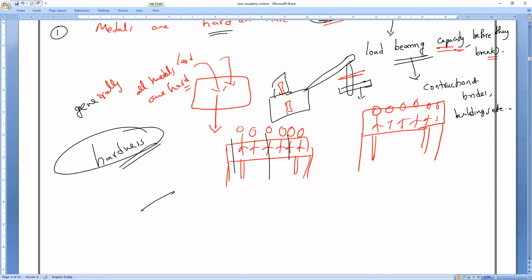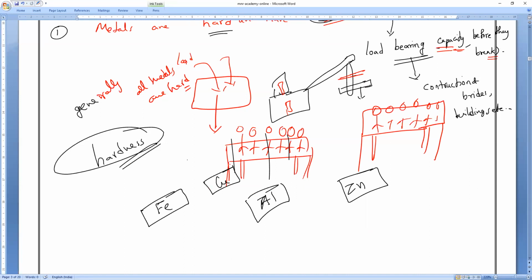For example, I'll make a bench with iron. I'll make a bench with copper. I'll make a bench with aluminum. I'll make a bench with zinc. Do you think all the benches will be the same strength? That is my question. Please respond. No, sir. But all are metals only. All are hard enough only. So all metals are hard, but hardness is not the same. That is very important. Not the same for all the metals.